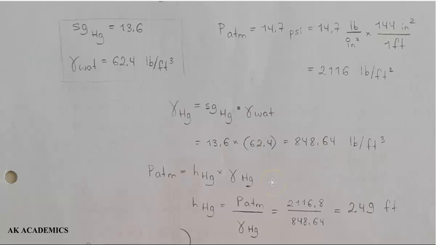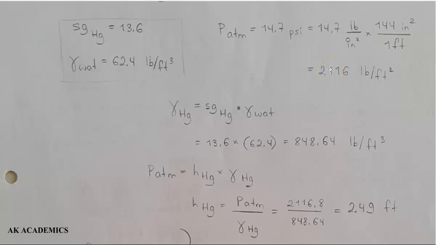We know that our atmospheric pressure is equal to specific weight of mercury multiplied by the height of mercury. And since we are looking for height of mercury, we can easily make h the subject of the formula, the small letter h here, and that gives us atmospheric pressure divided by specific weight of mercury.